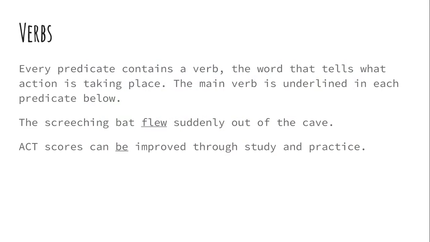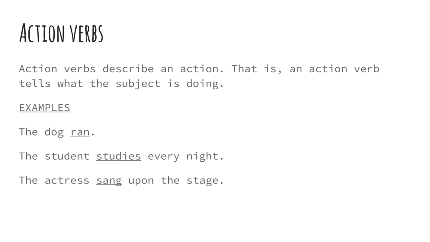Okay, so a verb. Every predicate contains a verb, the word that tells when action is taking place. The main verb is underlined in each predicate below. The screeching bat flew suddenly out of the cage. ACT scores can be improved through study and practice.